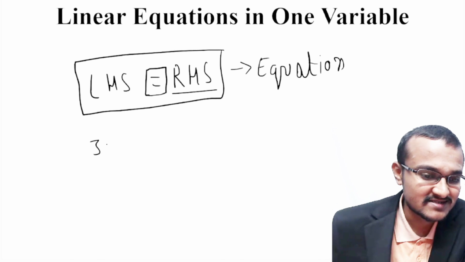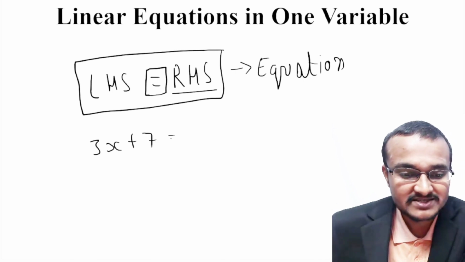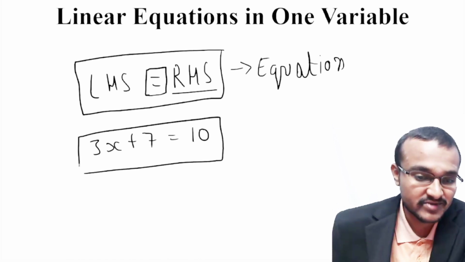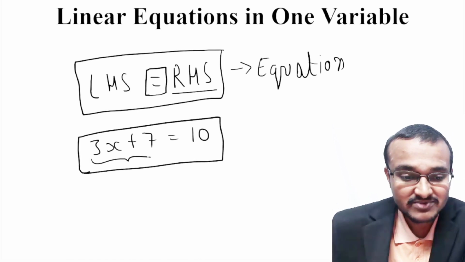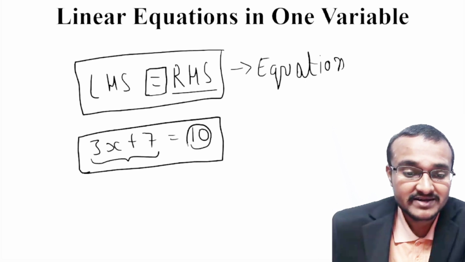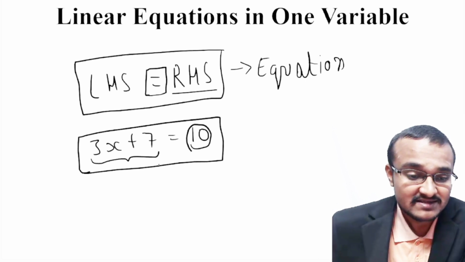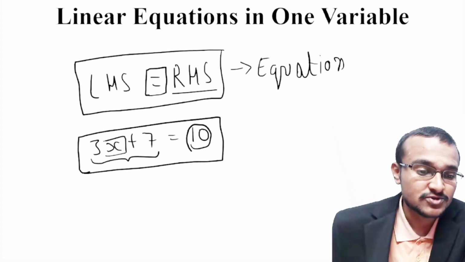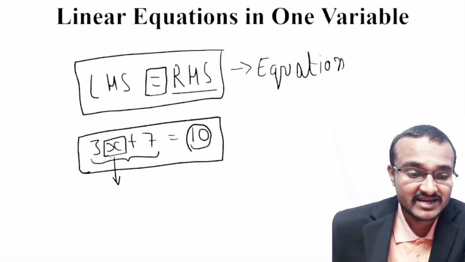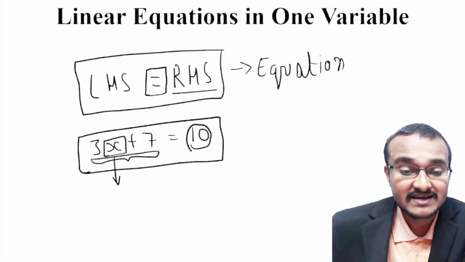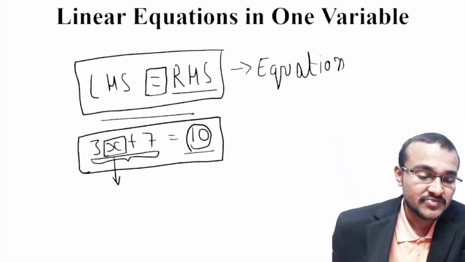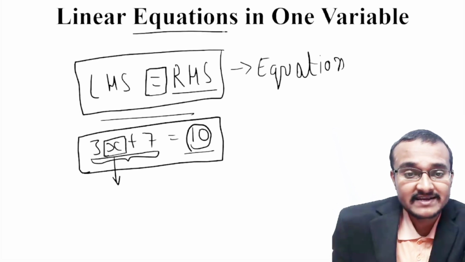Let us say we have 3x + 7 = 10. This shows that 3x + 7 is equal to the number 10. If you solve this equation, you will find the value of x. You should substitute only that value for x which will make 3x + 7 equal to 10. That means LHS should be equal to RHS. So here we have equations.